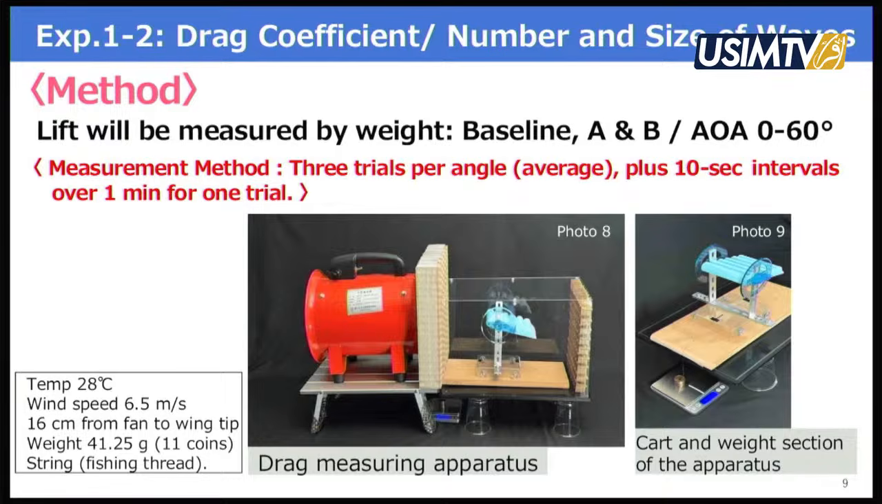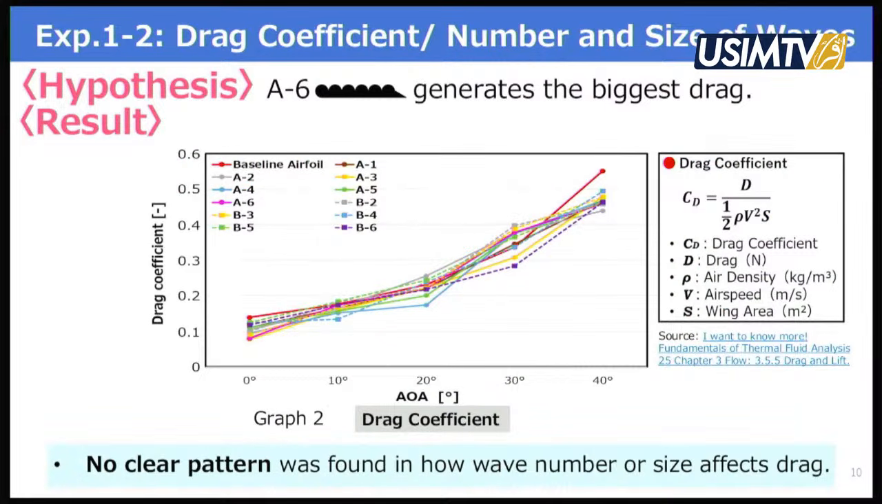And hypothesis, I hypothesized that A6 generates the biggest drag because it has the most surface area and high air resistance. And as a result, no clear pattern was found on how wave number and size affects drag. And also, as you can see, all increase in proportion to the angle of attack.